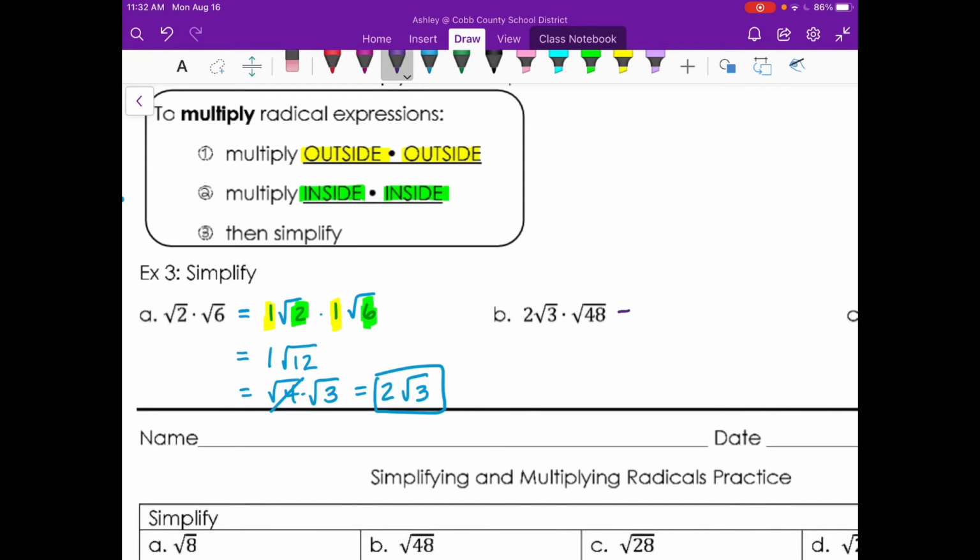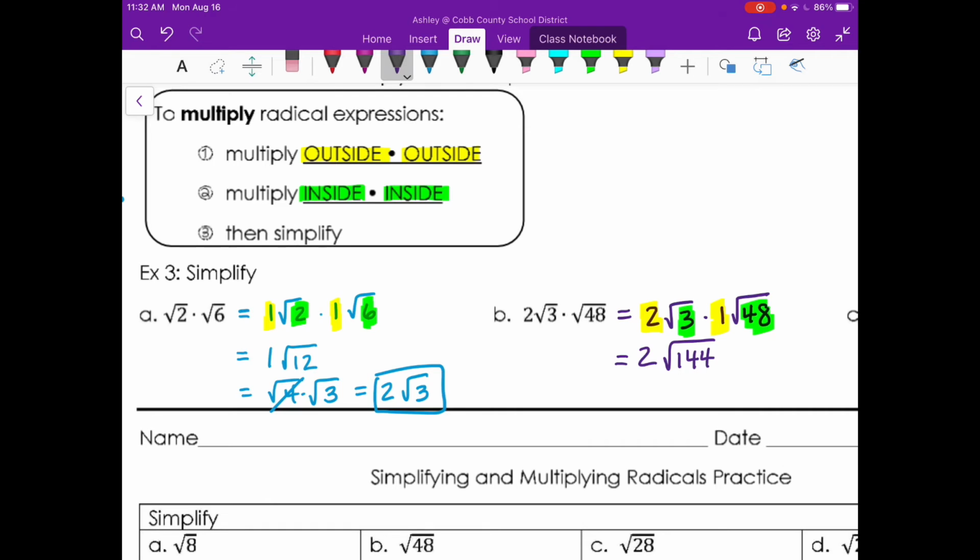For the next example, we'll do the same thing. I'm going to make note that the coefficient outside of my first radical is a 2, and the coefficient of my second radical is a 1. And now I'll multiply the outside times the outside, giving me a coefficient of 2 on the outside of my radical, and then I'll multiply the inside times the inside, and 3 times 48 is 144.